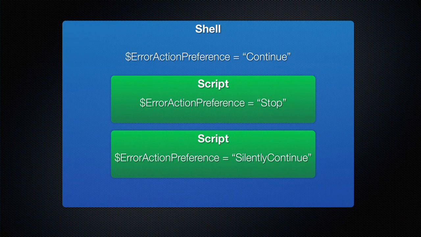The error action preference, like all PowerShell variables, is scoped. If you change it within a script, it'll only affect that script. It won't affect the shell itself or any other scripts. Changing it within the shell affects the shell and any scripts you run.